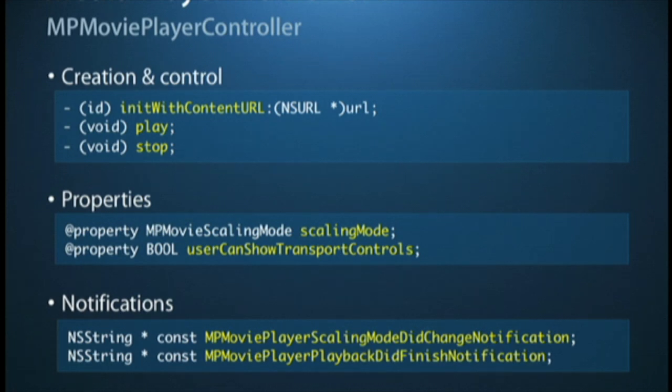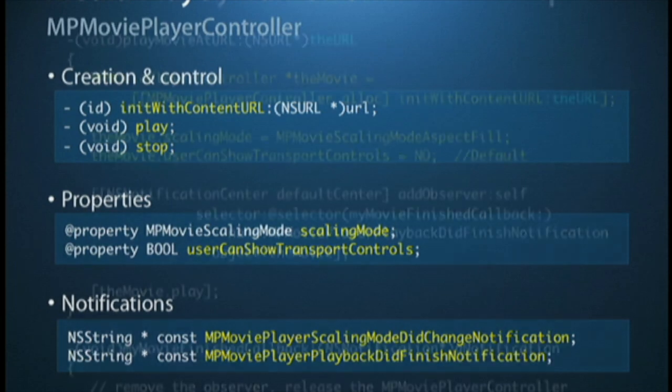And then a very important notification is to let you know when the movie is finished playing. You need this because the play method triggers the movie to start playing asynchronously. Control comes back to your app just as soon as you call that method, so you need some way of knowing when the movie is finished so you can clean up and deallocate the objects.